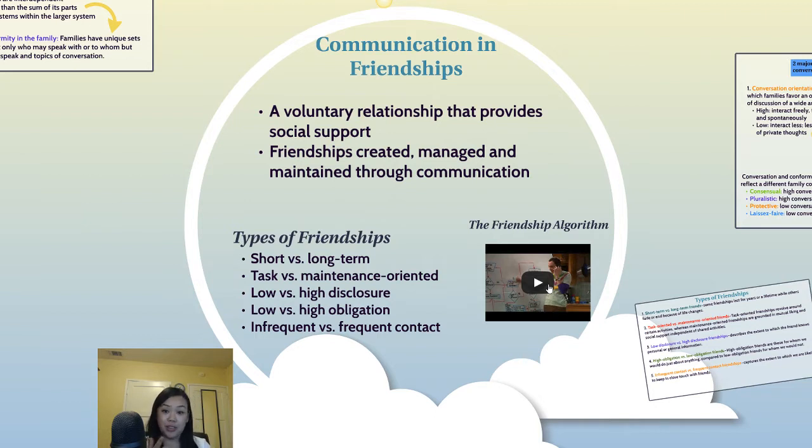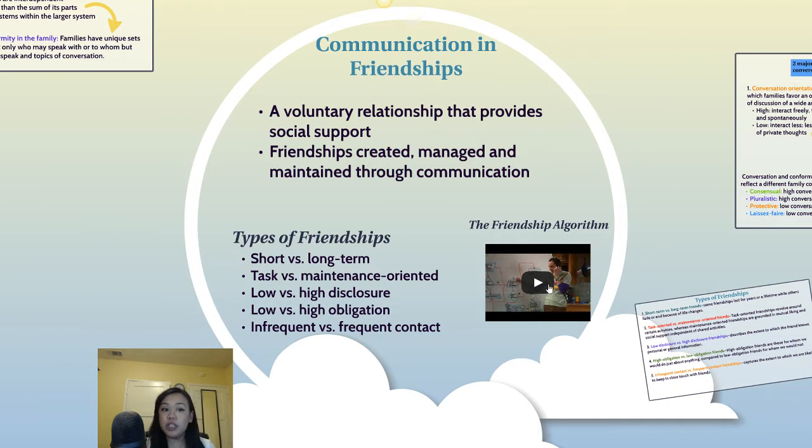I actually love this video from Big Bang. If any of you are big fans of Big Bang, this is when Sheldon is trying to figure out how to make a friend. He comes up with what he calls a friendship algorithm. And he uses that in his communication when he's trying to ask this person, who he hopes will be his friend, to go out and have a meal with him.